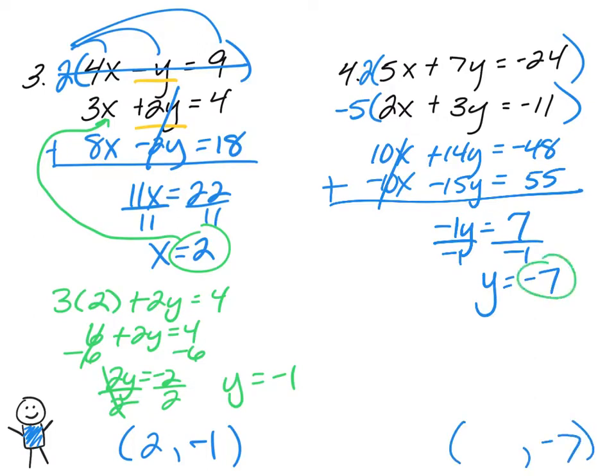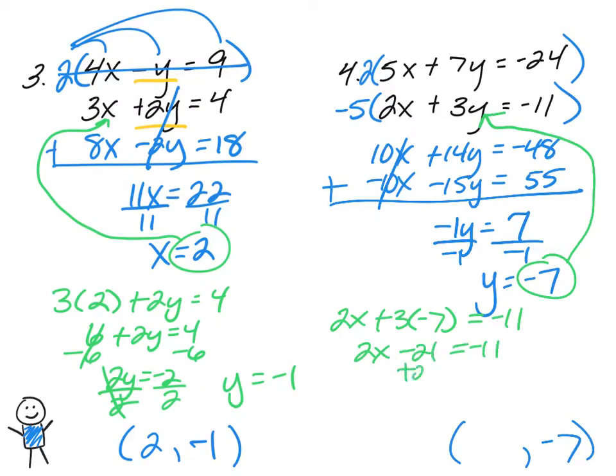Don't forget to take that y value. You can plug it into any of the original equations or the two that you changed for y. I'm going to plug it into this second equation at the top for y. So I'm going to rewrite my 2x plus 3 times y equals -11. In place of that y, I'm going to put the -7 that I just found. Now I'm left with 2x minus 21 equals -11. We'll add 21 to both sides, leaving me with 2x equals 10, and divide both sides by 2, leaving me with an x value of 5.